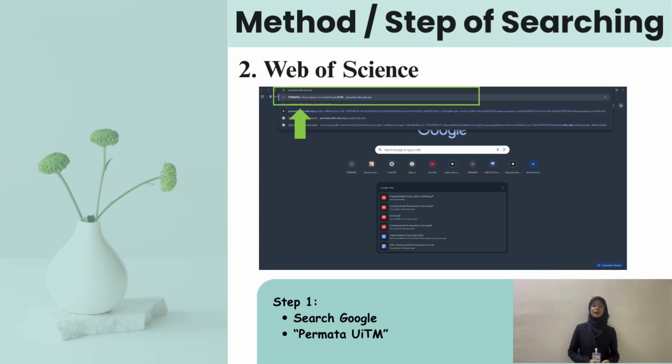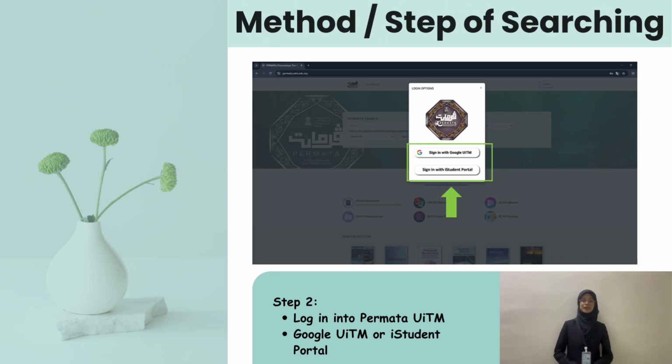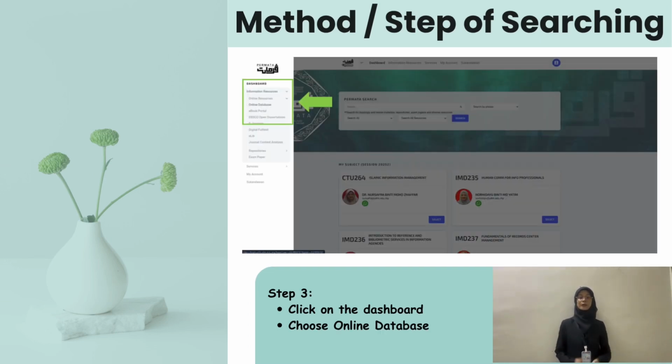After that, we click on the link provided. After the process, we need to log in to Permata UiTM. There are two ways to log in: the first one is using Google UiTM and the second one is using iStudent Portal. Both ways need a correct ID, password and email. The next step is we go and click on the dashboard and choose online databases.